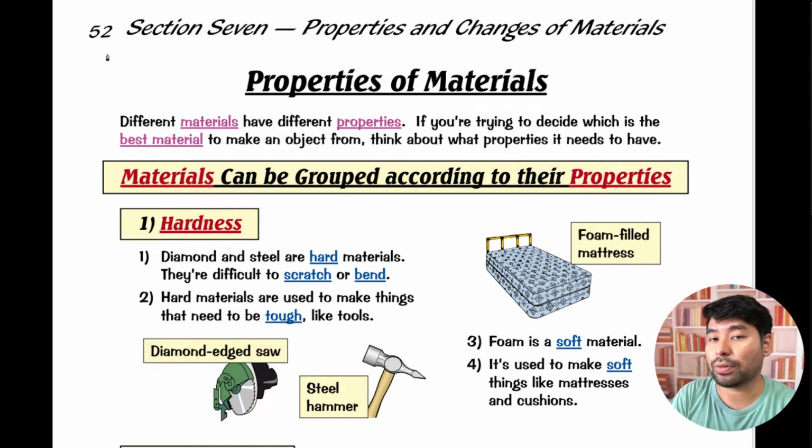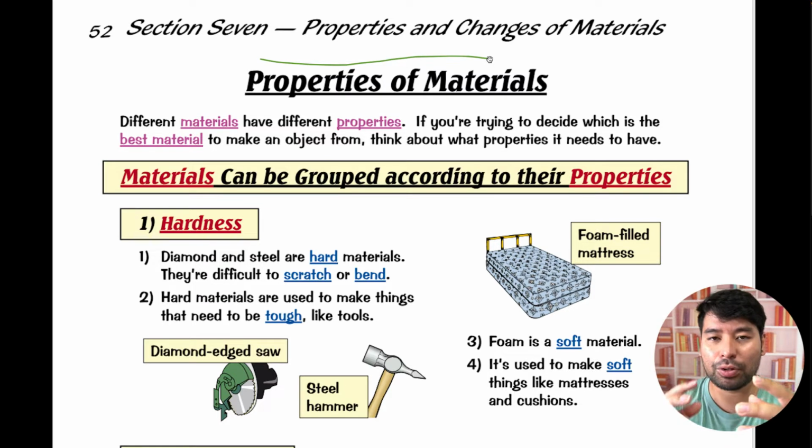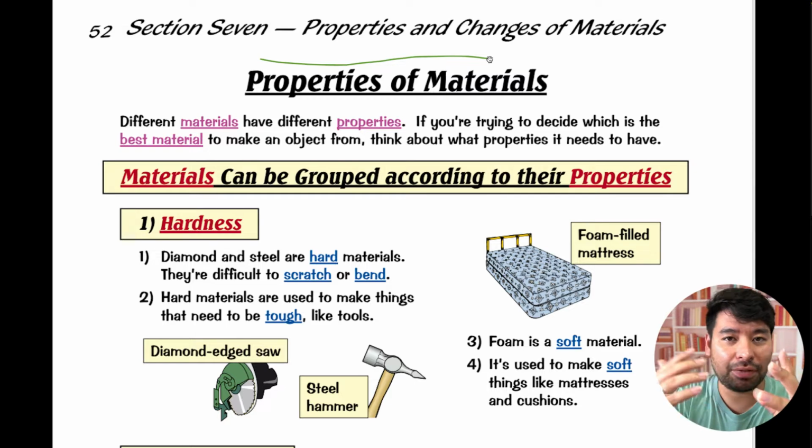Properties of materials. Okay, so this title here, we say that in Portuguese, propriedades dos materiais. Do que um material é feito? That is the point. Okay, so different materials have different properties. If you are trying to decide which is the best material to make an object from, think about what properties it needs to have. This is a difficult sentence, so I'm gonna read again and I'm gonna explain first the purple words and secondly I give you more details.